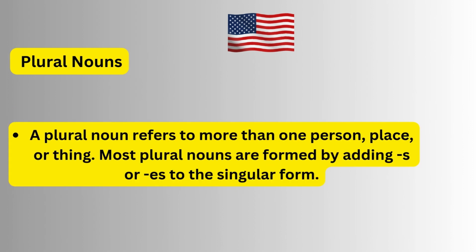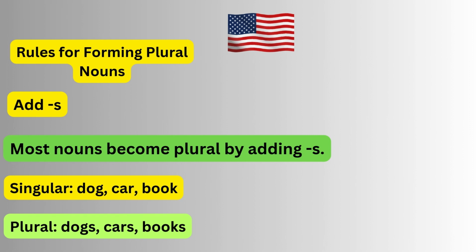Plural nouns. A plural noun refers to more than one person, place, or thing. Most plural nouns are formed by adding s or es to the singular form. Rules for forming plural nouns. Most nouns become plural by adding s. Singular: dog, car, book. Plural: dogs, cars, books.